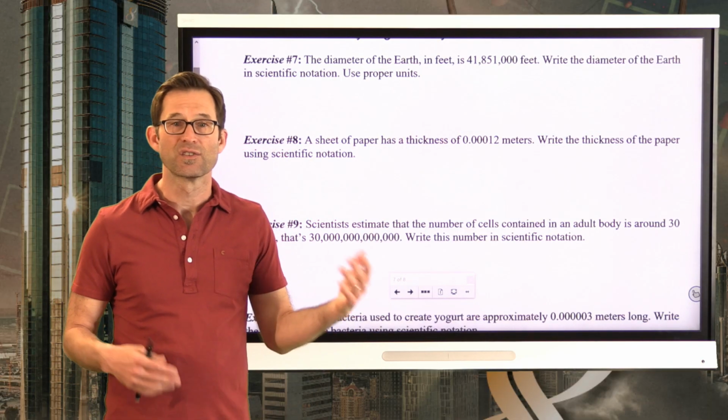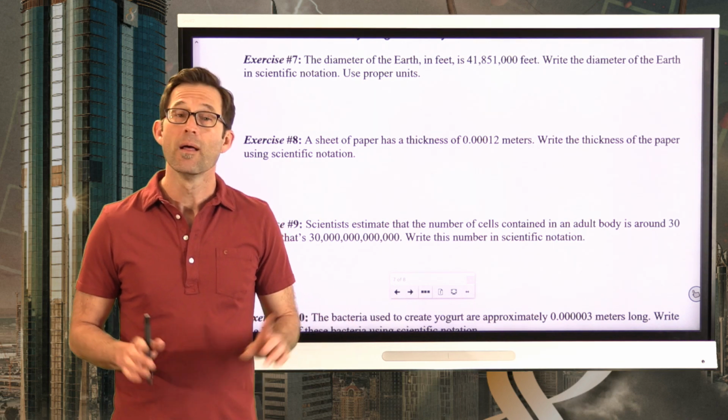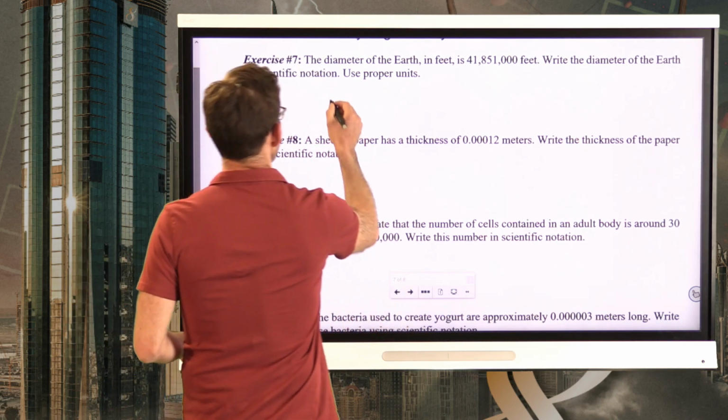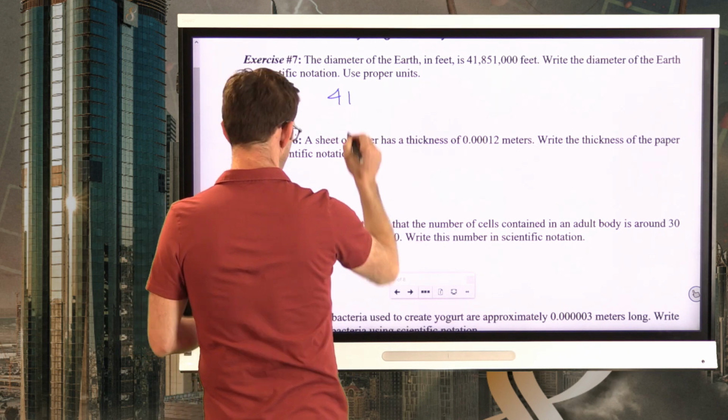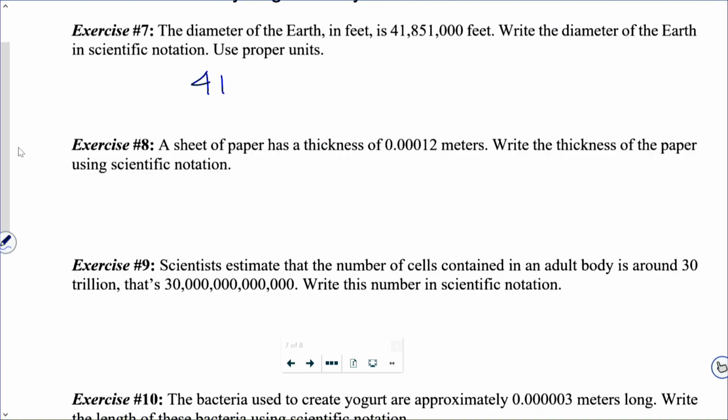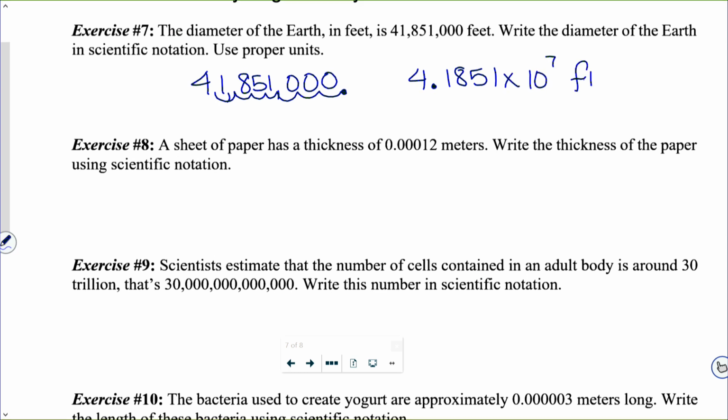Cool. It's fine to write it that way. It's kind of nice because I can see that it's 41,851,000. But if I want to write it in scientific notation, let me write the number in normal notation first. 41,851,000. This is normal notation. Now, if I want to write it in scientific notation, I'm going to go 1, 2, 3, 4, 5, 6, 7. So I'm going to have 4.1851 times 10 to the 7th feet.